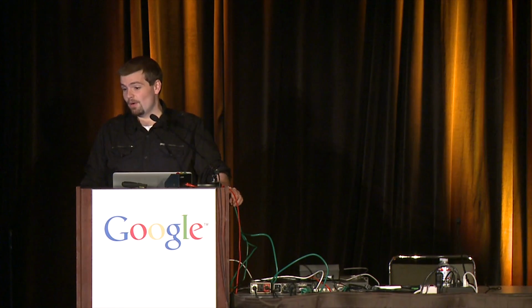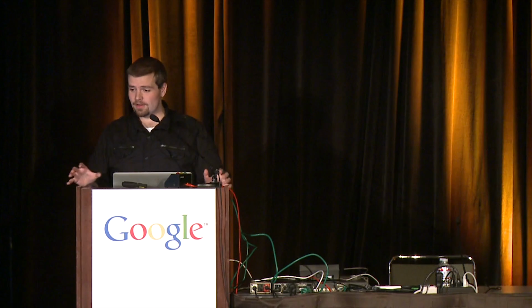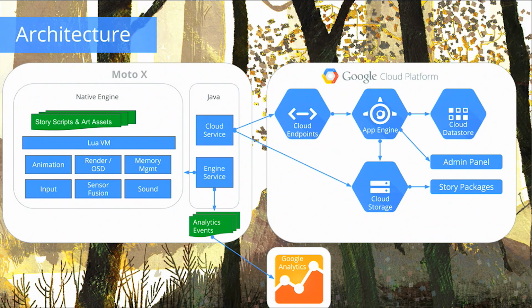But what does it actually look like? Well, here's the core architecture. On the Moto X itself, they wrote their own native engine, OpenGL 3.0, some really great stuff there to power the in-game, and it runs on Android 4.4 KitKat. What's interesting there is the actual Java services they've implemented. All of the story, scripts, and art assets are kept within cloud storage.